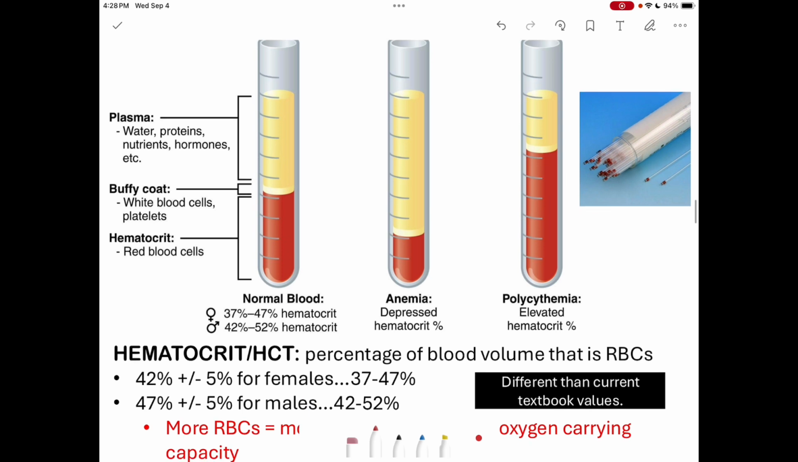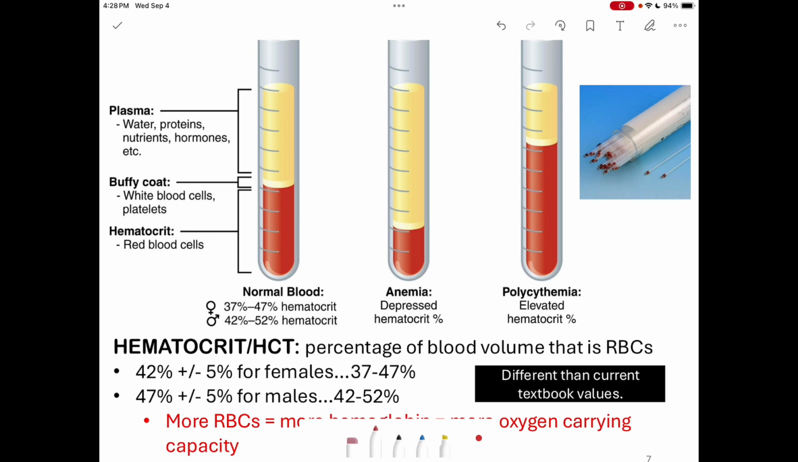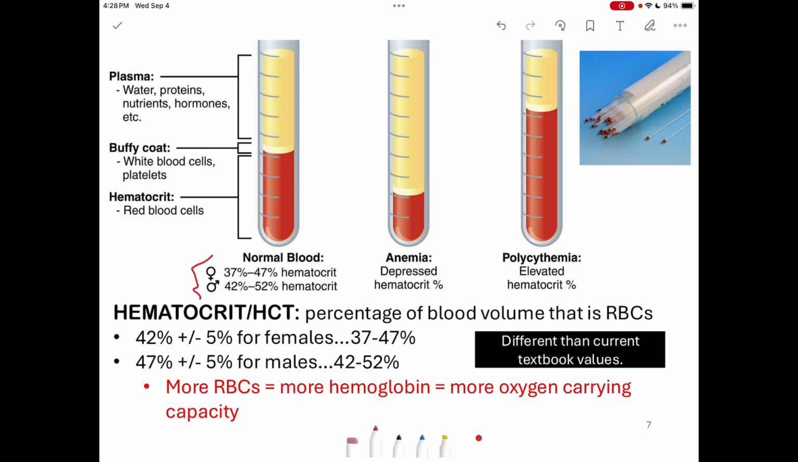So when looking at a hematocrit, which is when you take blood in a centrifuge and spin it down, notice that there's different values for males and females. And notice that it is higher for males. A normal hematocrit for males is 47% plus or minus 5%. Okay, there's always just going to be a range for homeostasis. And for females, it's 37 to 47%. So as long as blood is within that range, that's considered normal. If it's below that, we said that's anemia. And if it's above that, then it's polycythemia.